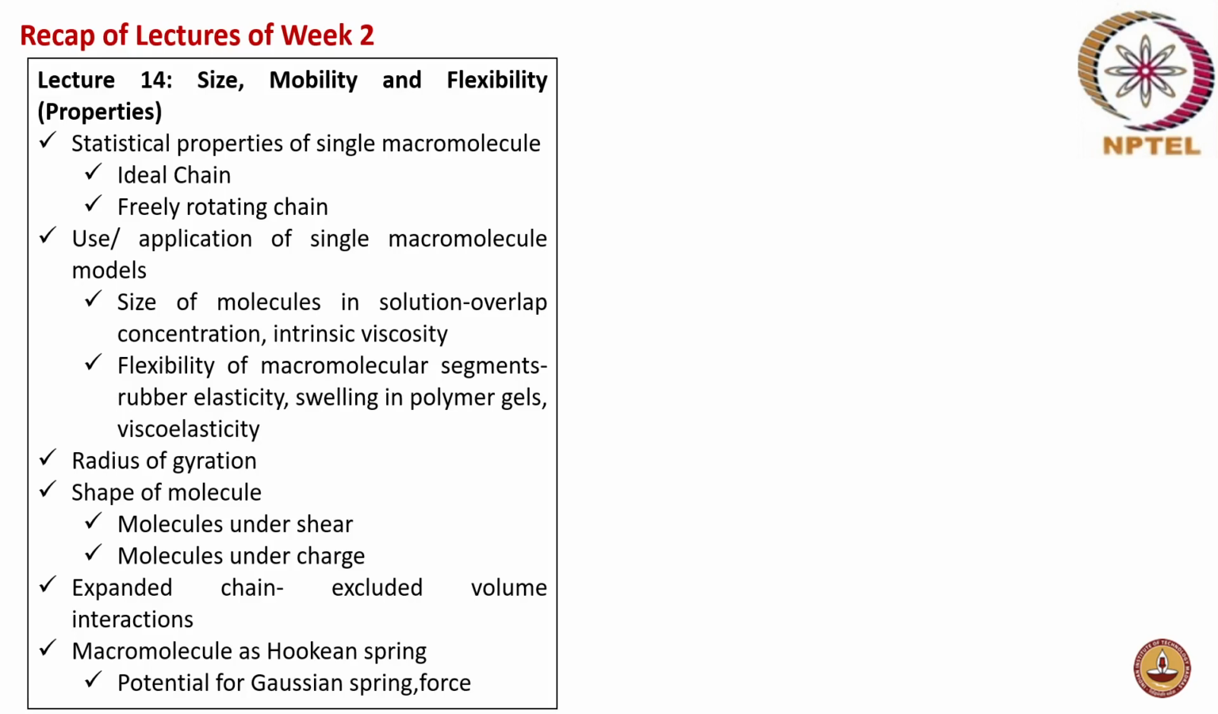The size of macromolecules in solution like overlap concentration, intrinsic viscosity, flexibility of macromolecular segment like rubber elasticity, swelling in polymer gel, viscoelasticity, and then the concept of radius of gyration, shape of macromolecule under shear and under charge, and then expanded chain where you have the excluded volume interactions were discussed, and then macromolecule as a Hookean spring and potential for a Gaussian spring and the force. So these concepts were discussed in lecture 14.